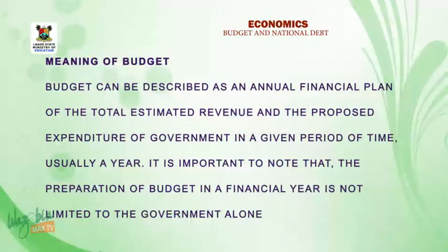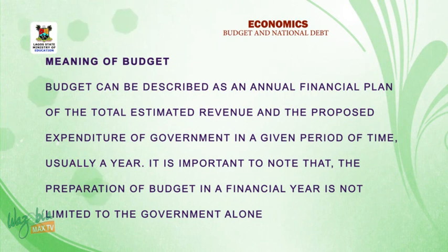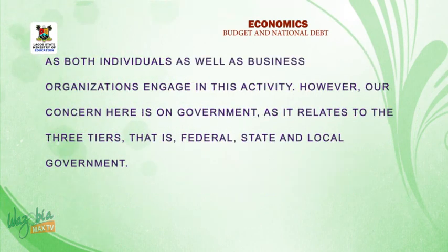Meaning of budget. Budget can be described as an annual financial plan of the total estimated revenue and the proposed expenditure of government in a given period of time, usually a year. It is important to note that preparation of budget in a financial year is not limited to the government alone, as both individuals as well as business organizations engage in this activity. However, our concern here is on government as it relates to the three tiers: federal, state, and local government.